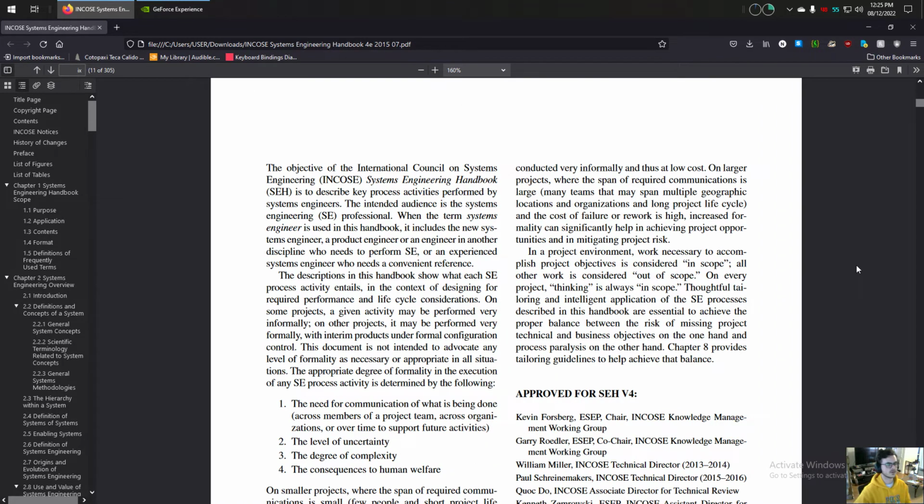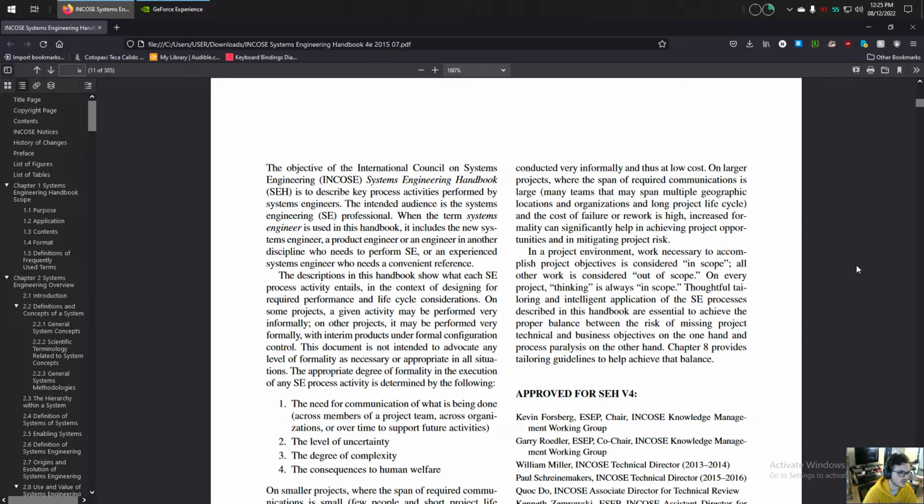So, the objective of the International Council on Systems Engineering, INCOSE, Systems Engineering Handbook, SEH, is to describe key process activities performed by systems engineers. The intended audience is the systems engineering professional. When the term systems engineer is used in this handbook, it includes the new systems engineer, a product engineer, or an engineer in another discipline who needs to perform systems engineering, or an experienced systems engineer who needs a convenient reference.